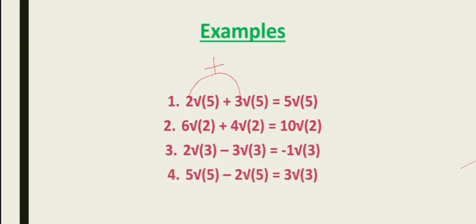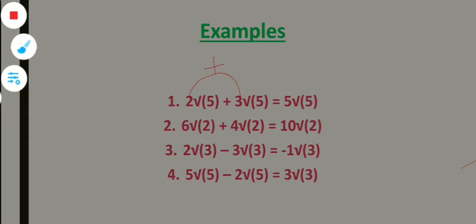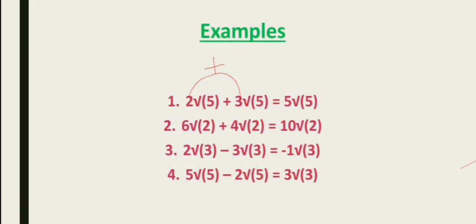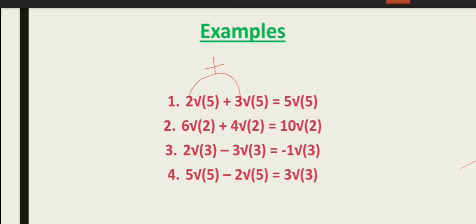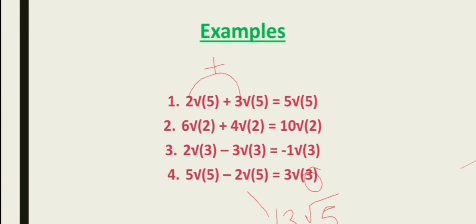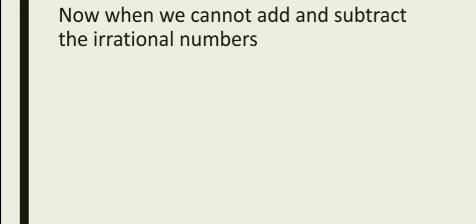Next, 5 root 5 minus 2 root 5. So here we are keeping this root 5. This is not root 3, it is root 5, so there is some mistake. Let's correct it. Root 5. 5 minus 2 is 3. So the answer for this is 3 root 5. So like this we can add and subtract the irrational numbers which have the same number inside the root.